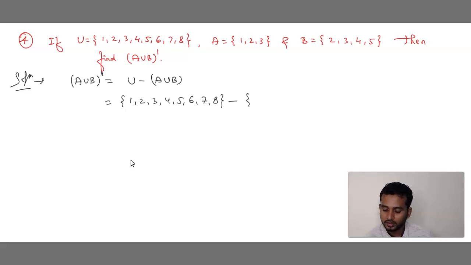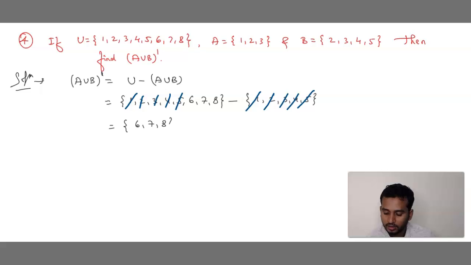U minus (A union B). A and B, can you combine both? That is 1, 2, 3, 4, 5. This is A union B. Now can we cancel the terms? Yes. 1, 2, 3, 4, 5. So now what are the elements left out in the first set? That is 6, 7, 8. So (A union B) transpose is {6, 7, 8}. This is the value of (A union B) transpose. Now let me solve one more problem.